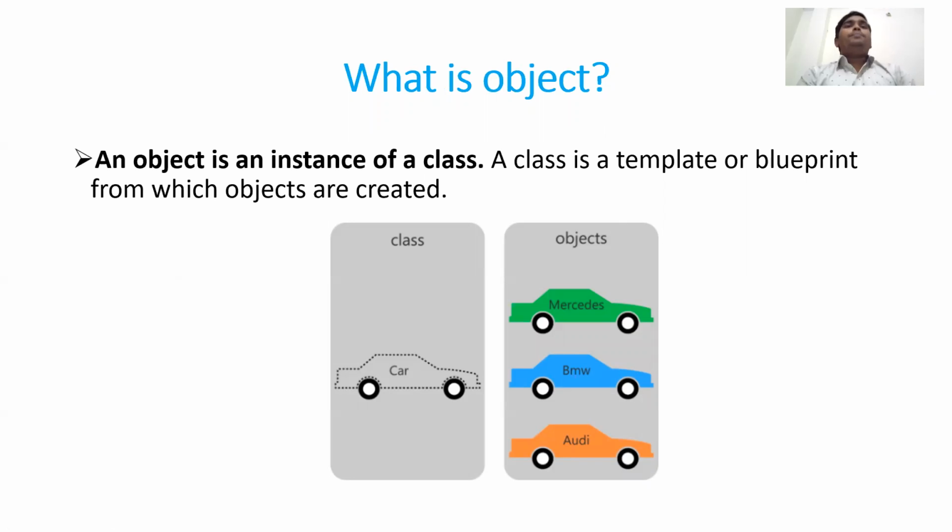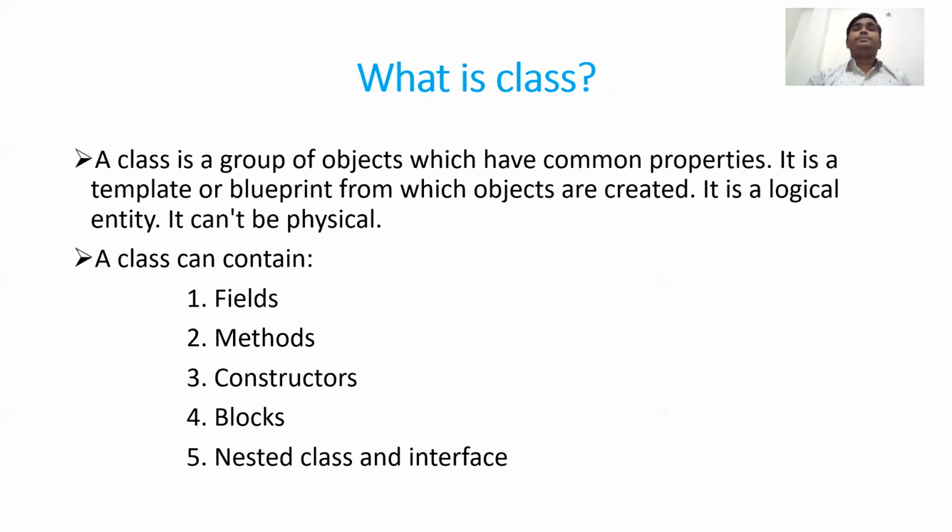Well, an object is an instance of a class. A class is a template or blueprint from which objects are created. Here, car is a class and Mercedes, BMW, Audi are the objects of the car class. So we can say Mercedes is the object of car class, BMW is the object of car class, and Audi is also the object of car class.